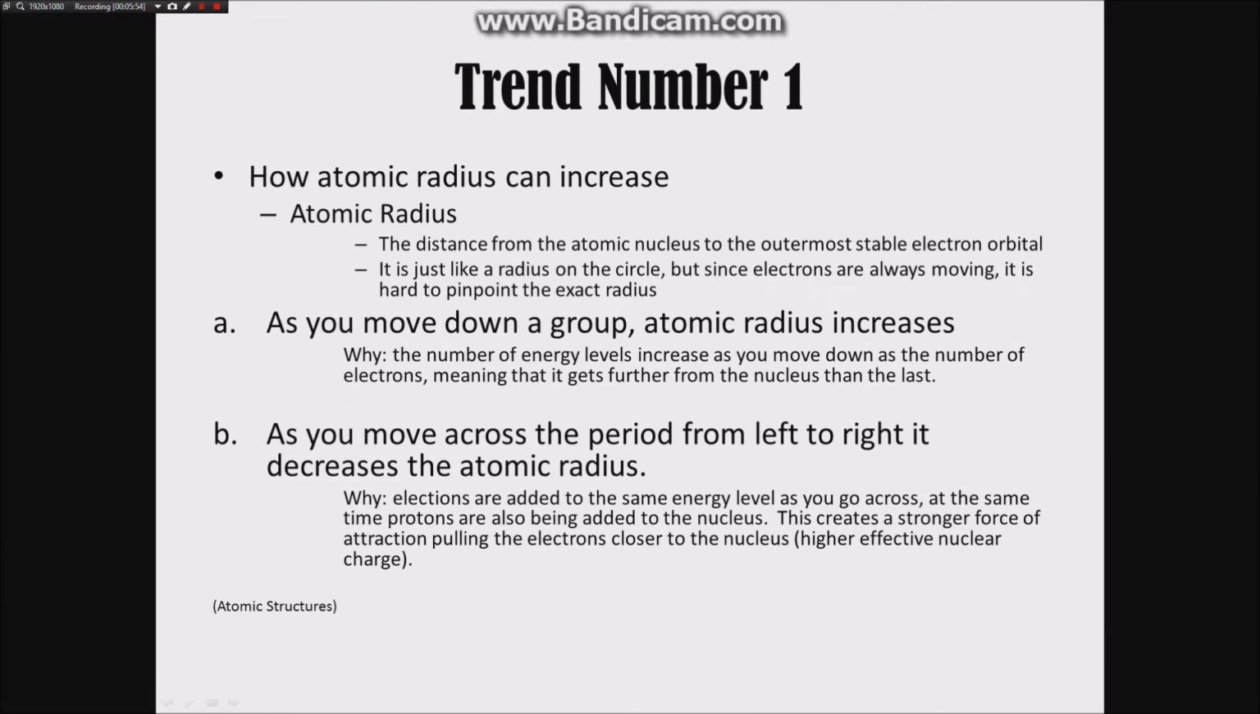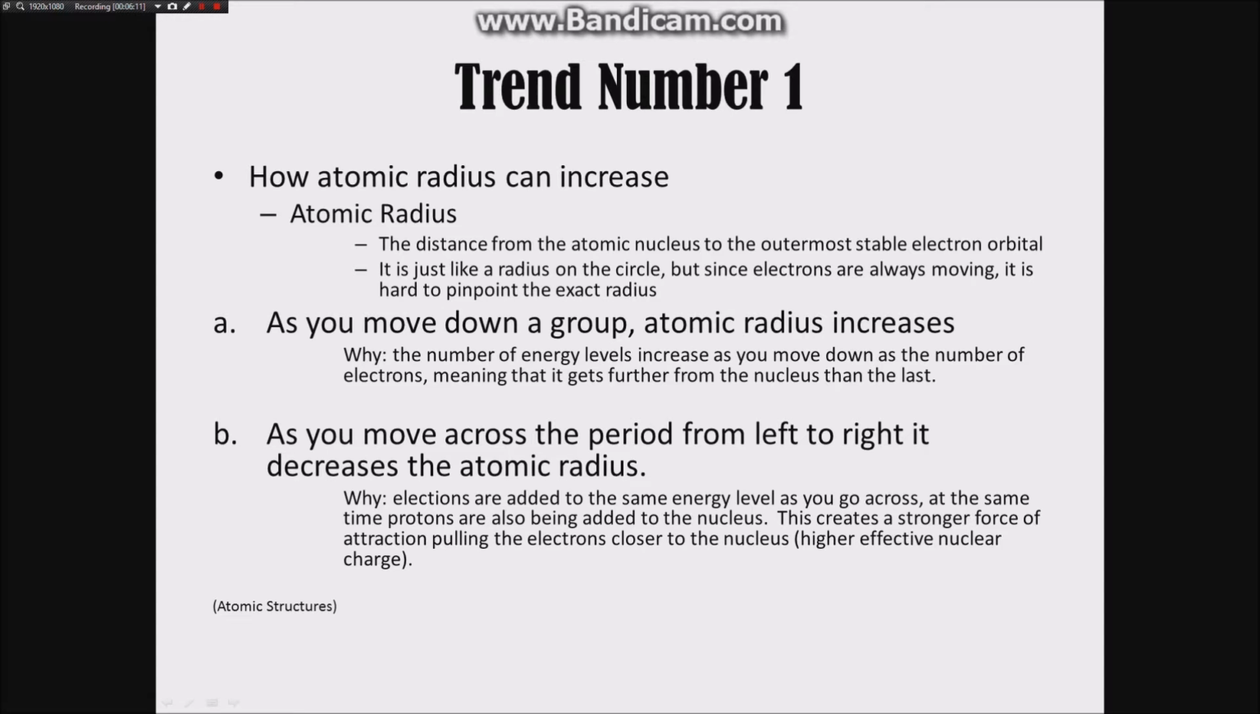So, trend number 1, how atomic radius can increase. The atomic radius is a distance from the atomic nucleus to our most stable electron orbit. This is like a circle on the radius, but since electrons are always moving, it's very hard to pinpoint the exact radius. So this makes it so much easier to figure out what the atomic radius is.